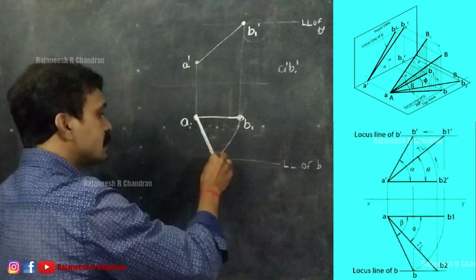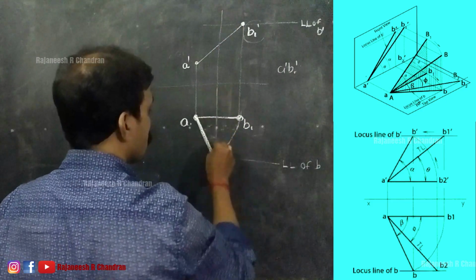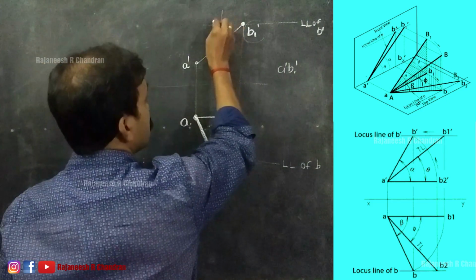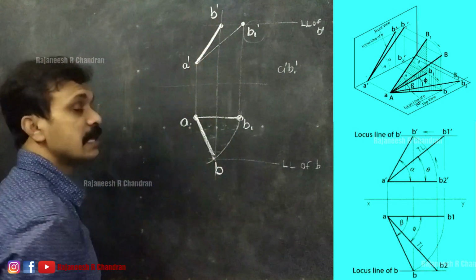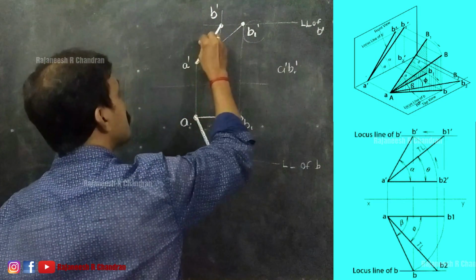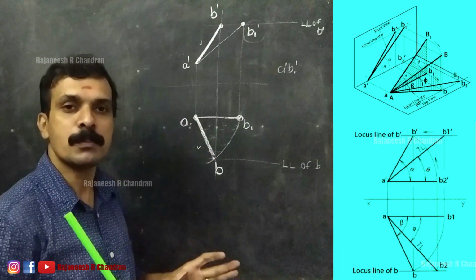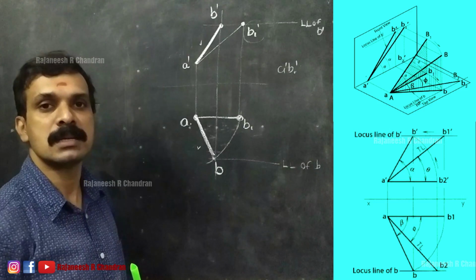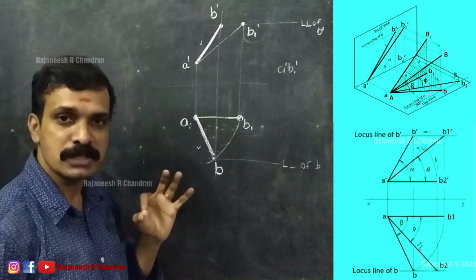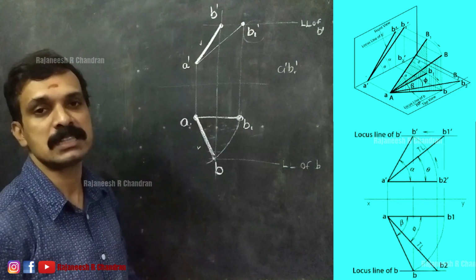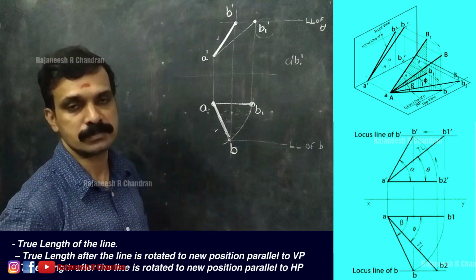So now we have obtained the projection AB. Project B, draw the vertical projector from B, that will meet the locus line of B dash here. So this will become our B dash. So now we have obtained the projection A dash B dash, and the projection AB. So now the position of the line, the projection of the line AB, which was inclined with both HP and VP, has been obtained. So this is the method of obtaining the projection of a line using the rotating line method.